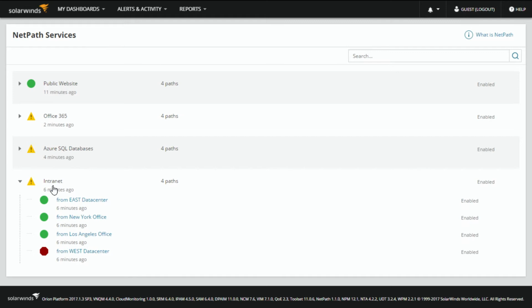And so one of the pages that we often overlook is this NetPath services page, but this is a really powerful summary because comparison is extremely helpful in troubleshooting. So when we go and look at the intranet and we see from East Data Center is fine, from the New York office is fine, from Los Angeles is fine, but from the West Data Center is not. Already with that very small set of data, we know that it's probably not an application issue, right? We know that only one location, the source location for the network traffic, is deciding whether the service is healthy or not, so that's probably the problem.